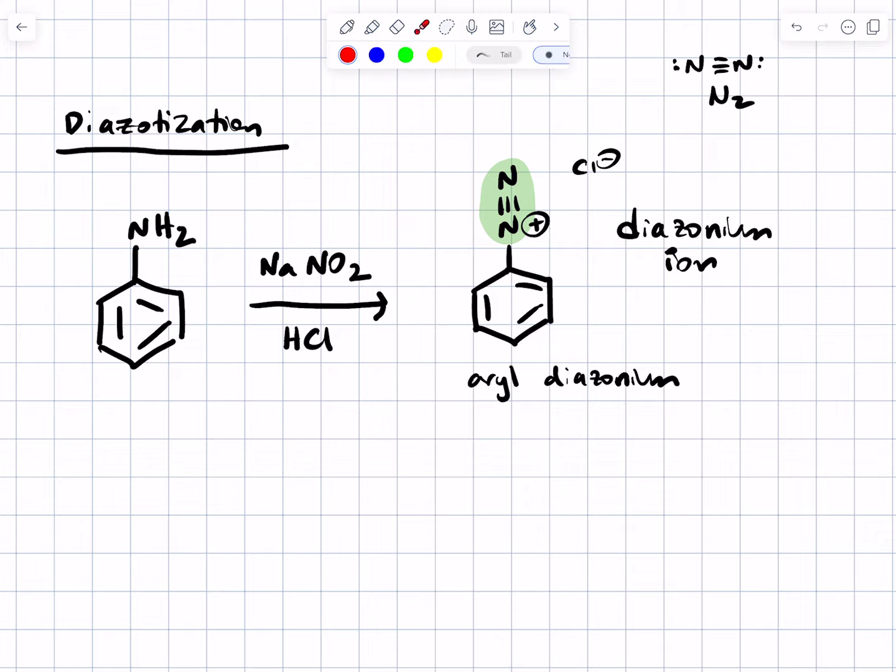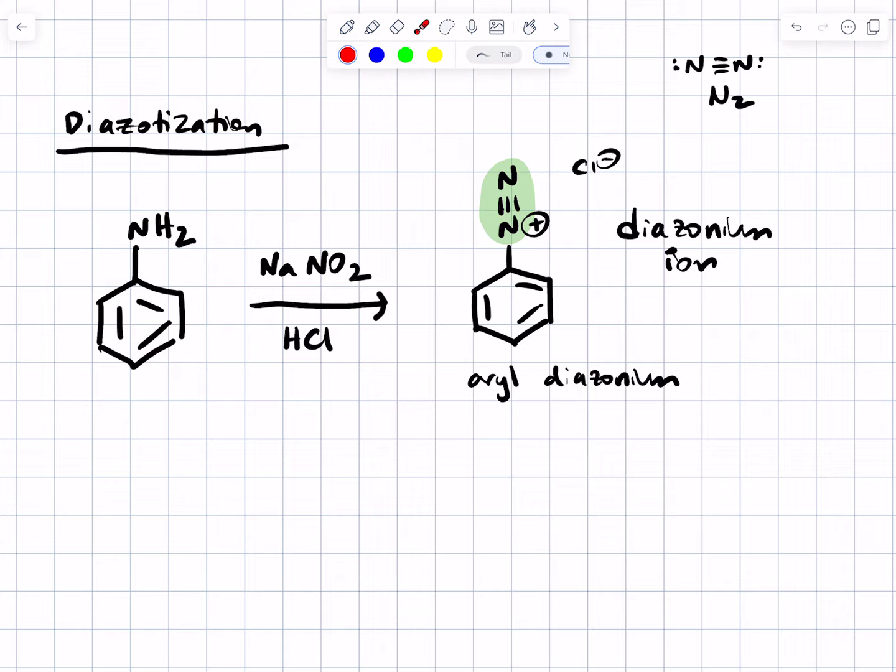The question everybody wants to know at this stage is, what kind of group is this? Is this an ortho-para-director or a meta-director? And the answer is nobody does electrophilic aromatic substitution on the aryl diazonium molecule, probably because it's not stable enough. So if we do electrophilic aromatic substitution, we're not going to do it at this stage. We would either do it before and put groups on the benzene ring before we do this process, or we might do it later, but not at the stage when this diazonium group is on the ring.